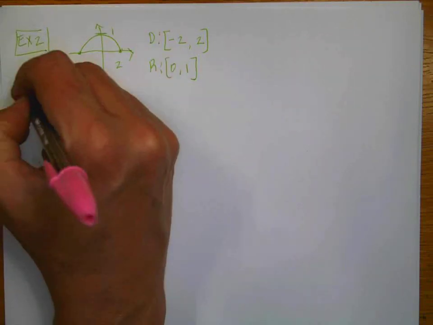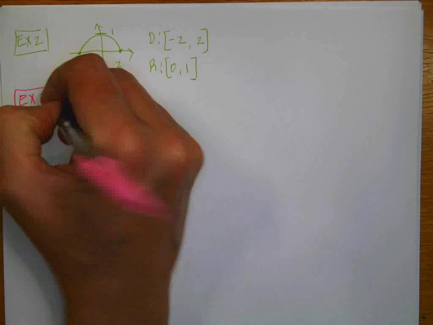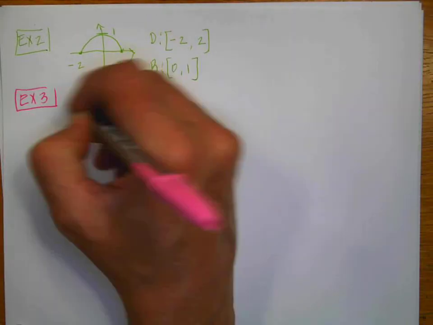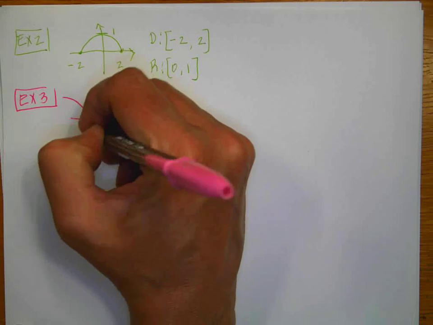For our third example, we're still finding domain and range. Okay, so this graph is a cool one. It's going to look kind of like this. The graph's going to come in here.